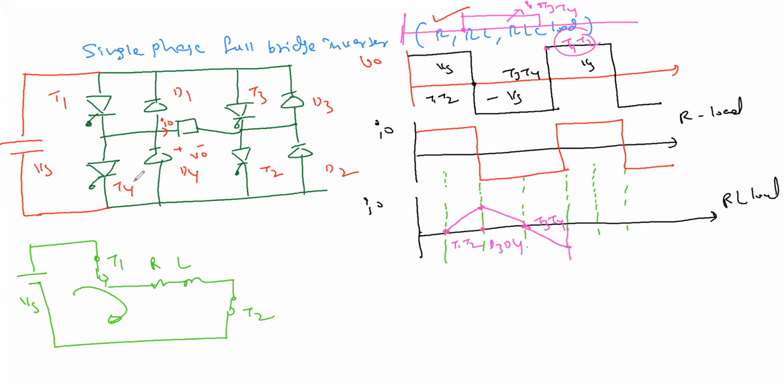For that, look at 1 and 2. Look at 1 and 2. So if you look at 1 and 2, the current will go in this direction, it goes to 1 and comes back through 2. This is how. So this one is, I can say, 1 and 2.